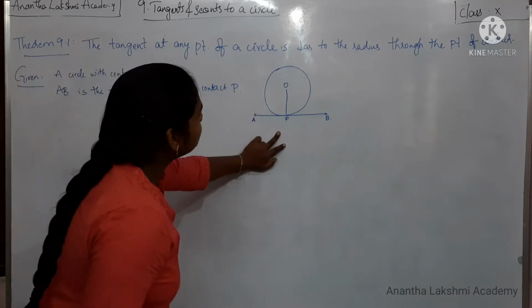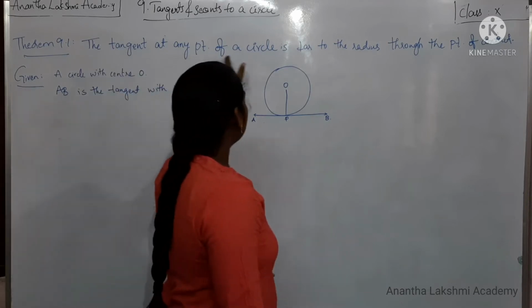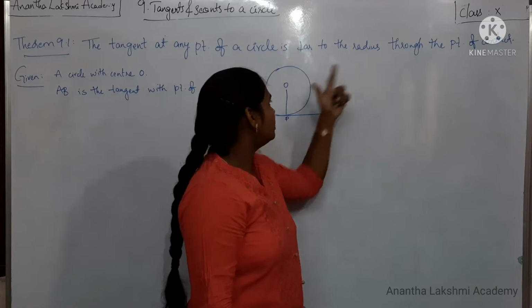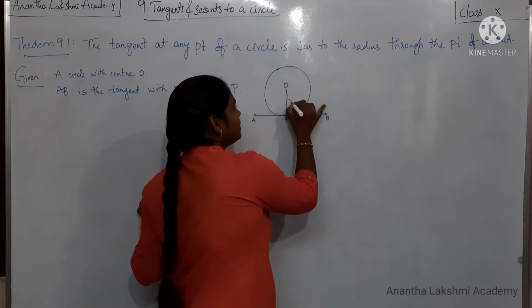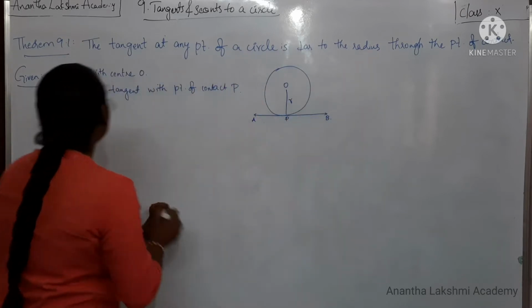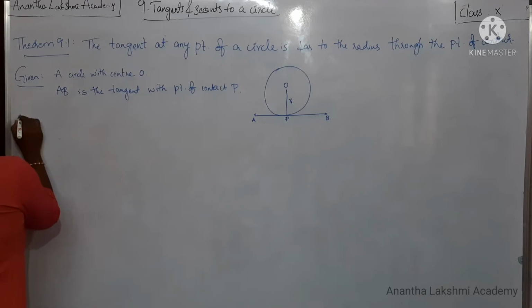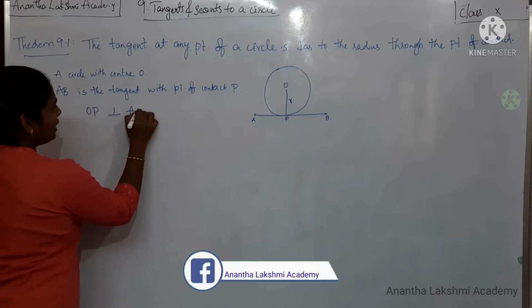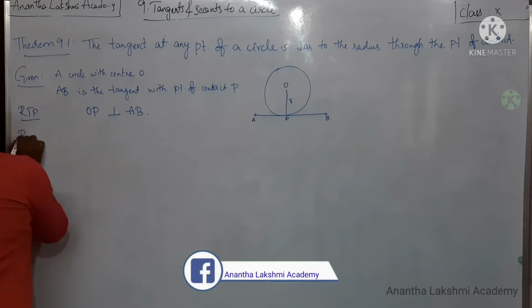So what are we supposed to prove now? The tangent at any point of a circle, AB, is perpendicular to the radius. What is this radius? OP is nothing but the radius, no? So we are required to prove that OP is perpendicular to AB. So let us jump into the proof section.